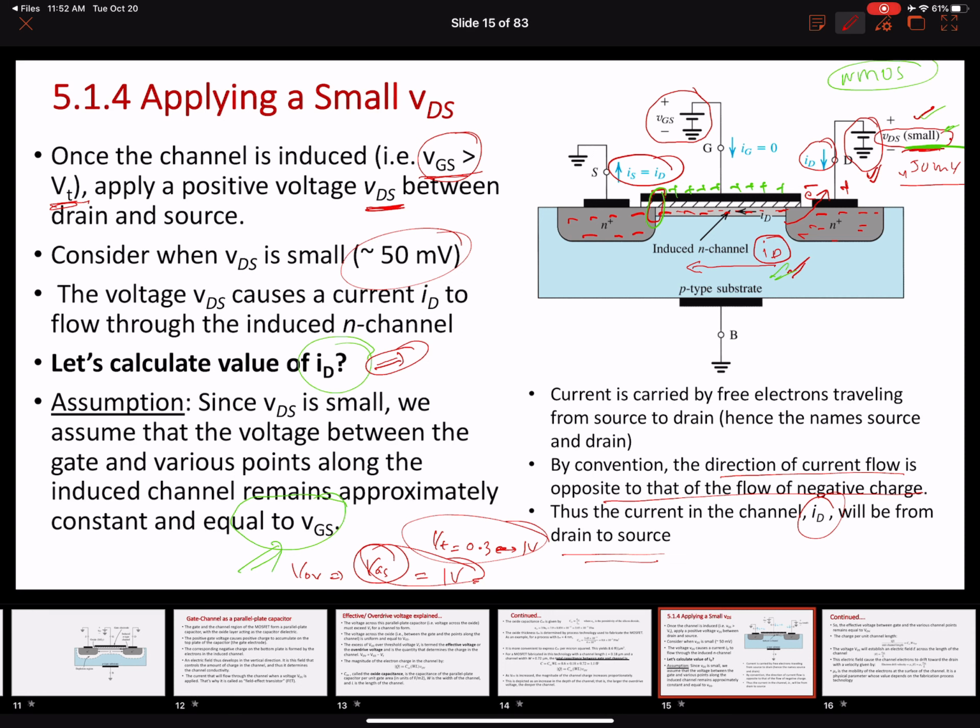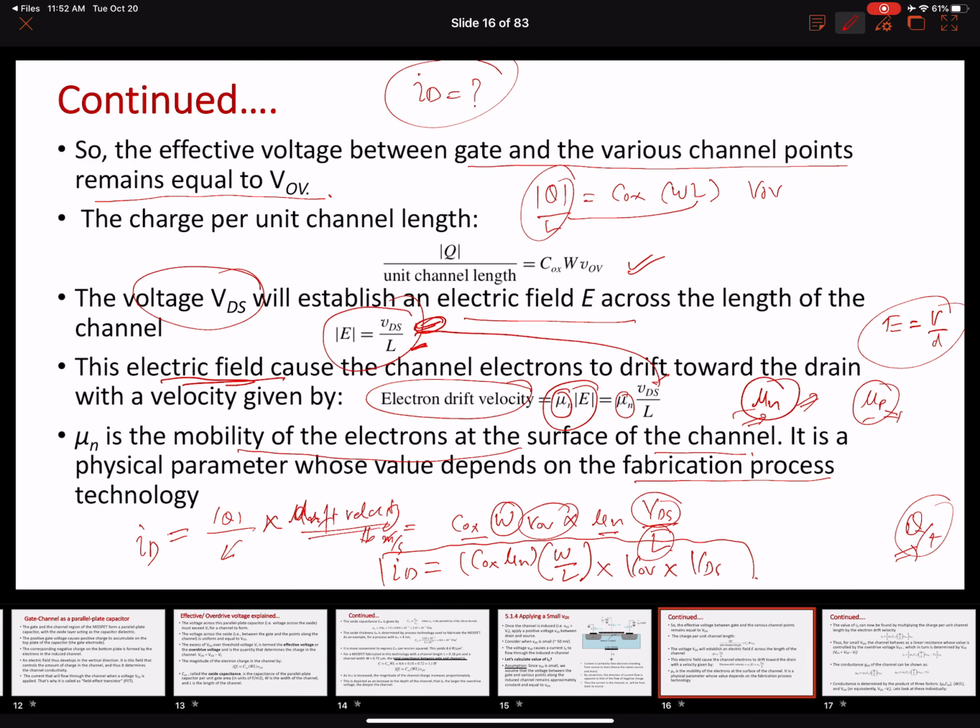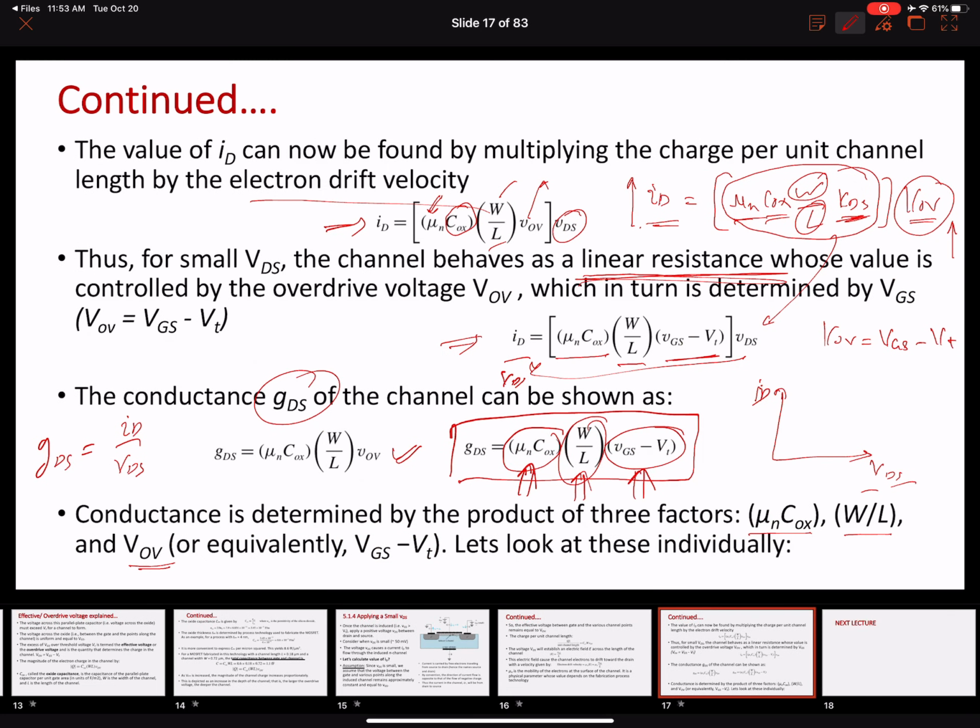We very briefly discussed that when we apply a small VDS, the current will start to flow between the source and the drain. The electrons will start to flow from the source to the drain. However, the drain current is in the direction from the drain to the source, opposite to the flow of electrons. Okay. Then we talked about these different factors, electron drift velocity and electric field intensity, with the intention of deriving this final equation of the current, right? And an important thing that will come up again and again is that in this equation we can see that the channel can be represented as a linear resistance when the VDS is very small, and that can change by changing the value of the overdrive voltage of the gate to source voltage. We also defined this conductance formula.